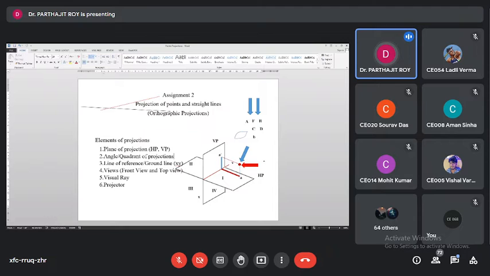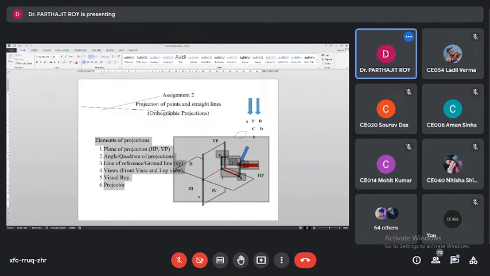Now the question comes, how do I represent these three-dimensional things on a two-dimensional surface of the drawing sheet? Isn't it? Yes or no? Yes, sir. So let us see. I just erase these things.